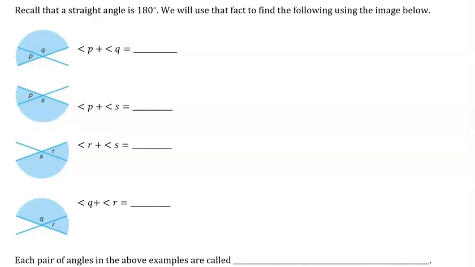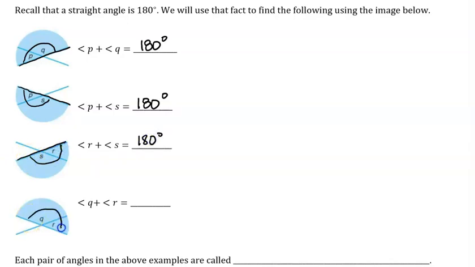Recall that earlier when we were classifying angles, we learned that a straight angle measures 180 degrees. So we're going to use that fact to write some things about these four examples here. In the first example, P and Q together form a straight angle. They lie on the same line. So P plus Q must be equal to 180 degrees. We have a similar thing going on in the next set with P and S. So angle P plus angle S must also be 180 degrees. Angle R plus angle S must also be 180 degrees. And finally, angle Q plus angle R must also be 180 degrees.